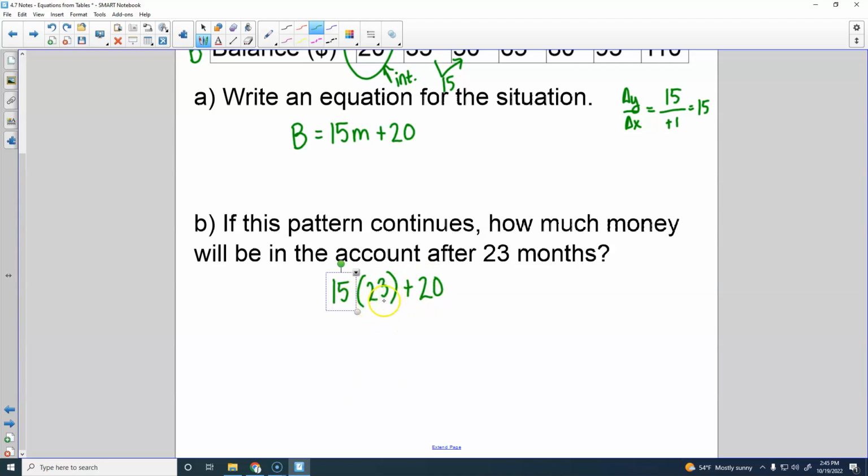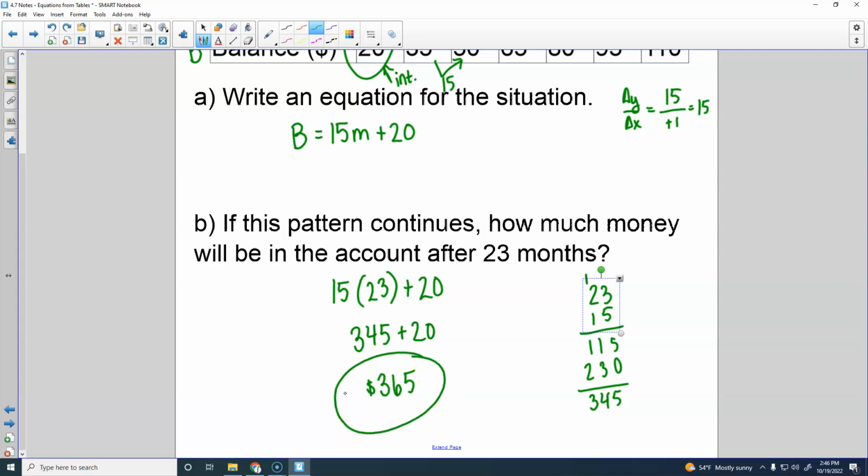And Evan, have you already done 15 times 23? No, I did something else. I just did 15 times 20. What'd you get? 115. Let's double check it. 15, carry the 1, 10, 11. Oh, I don't think you did it right. You forgot to do the... Oh, yeah, that sounds better. And then 3, and then 2. Yeah, 345. Sounds good. So we got 345 plus 20, and that is going to be 365. So after 23 months, you'd have $365.